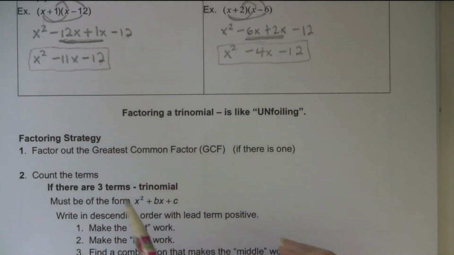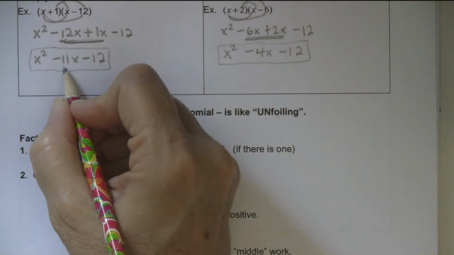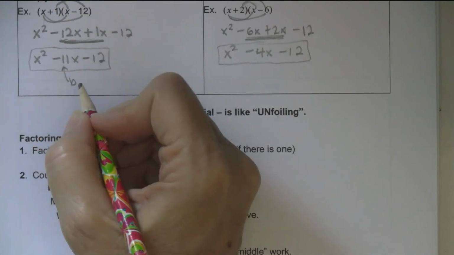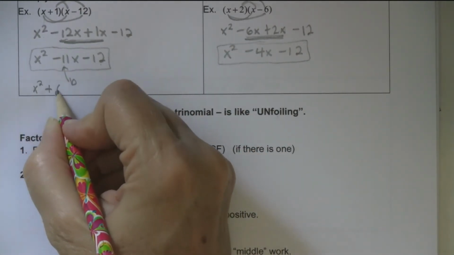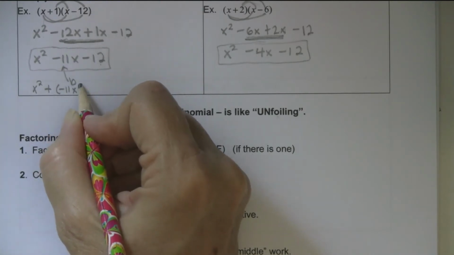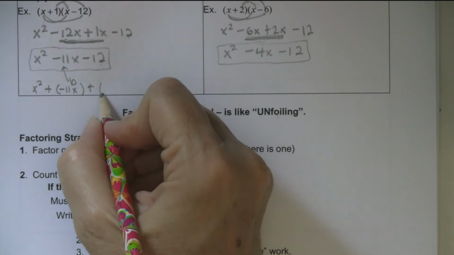Now you might be saying, wait a minute, there's not pluses in between these, but they met the form because the B was negative 11. And so you could have written it like this, x squared plus negative 11x, right? And then the plus, and then the C was negative 12.